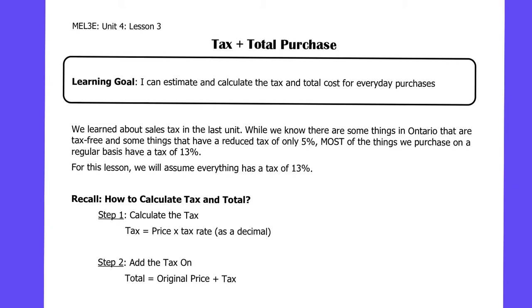So you'll remember in the last unit, we were learning a little bit about sales tax. And while we know that there are some things in Ontario that are tax-free or a reduced tax of just 5%, most things that we purchase have a tax of 13%. So for this lesson, we're just going to assume that everything that we're calculating tax on is going to use the tax of 13%.